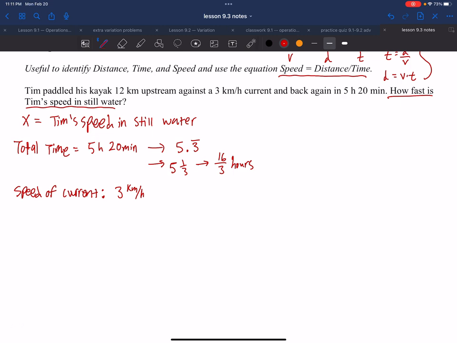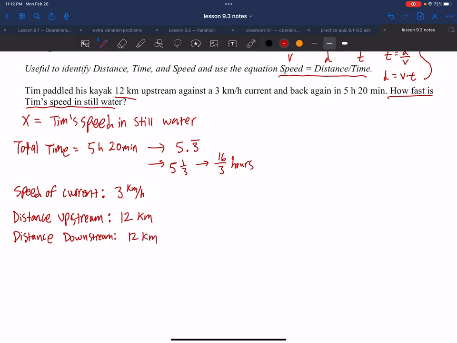What else do we know? Well, we know his distance upstream is actually the same as his distance downstream, right? His distance upstream is 12 kilometers. So I say that's 12 kilometers. And the same thing for going downstream. Downstream, that is also 12 kilometers.